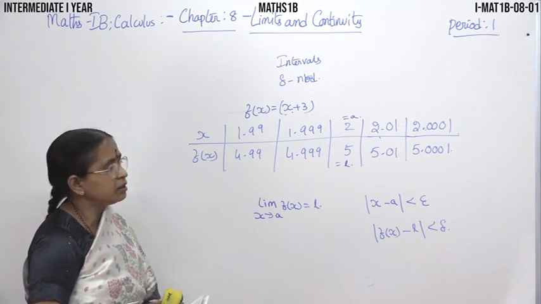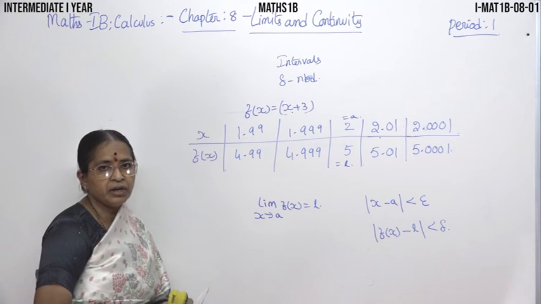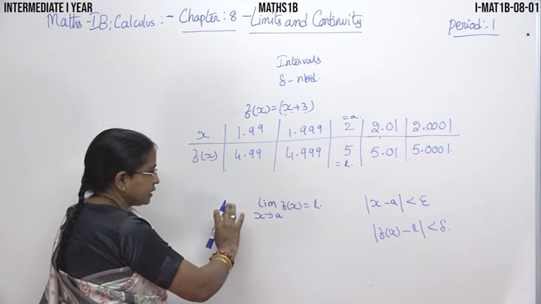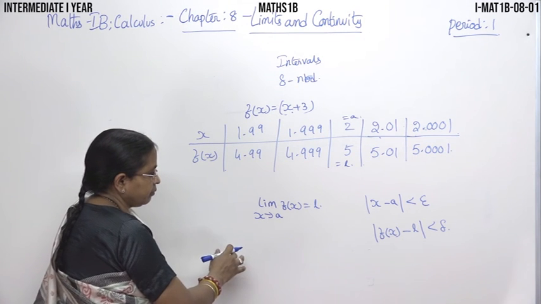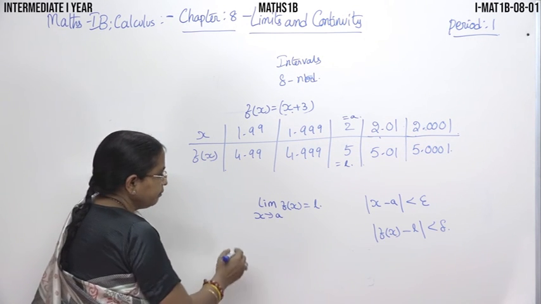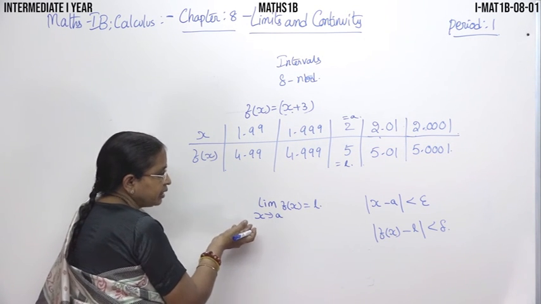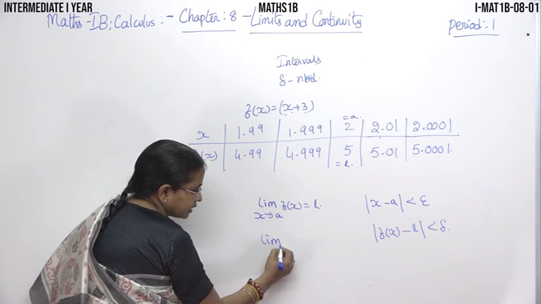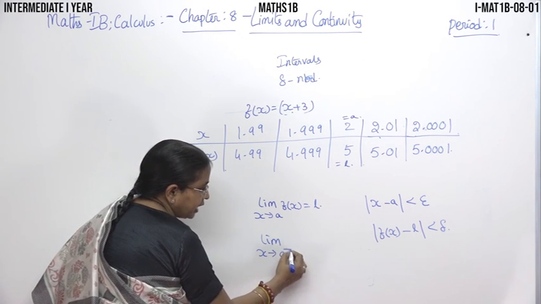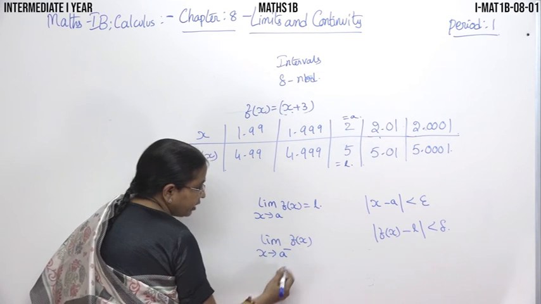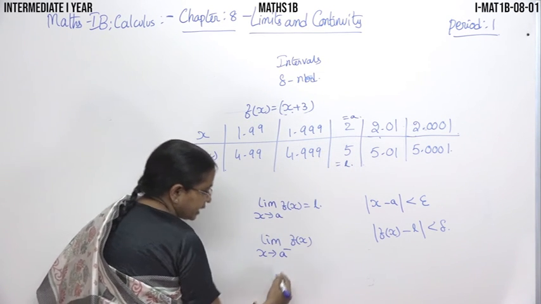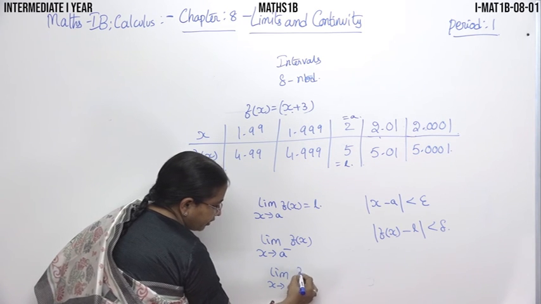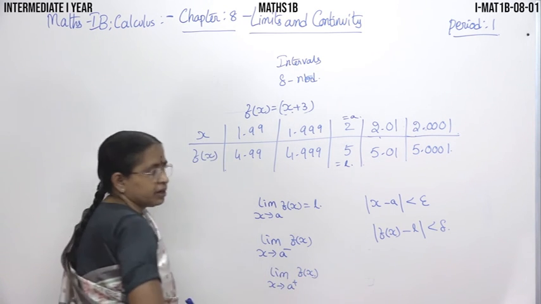We'll write all these things. Now it is getting over. Time is getting over. So we just have the basic explanation. Next period I'll make you write all these points. Now when x approaches a from the left side values, we write limit x tending to a minus of f of x. And when x approaches a from the right side, we write limit x tending to a plus of f of x.